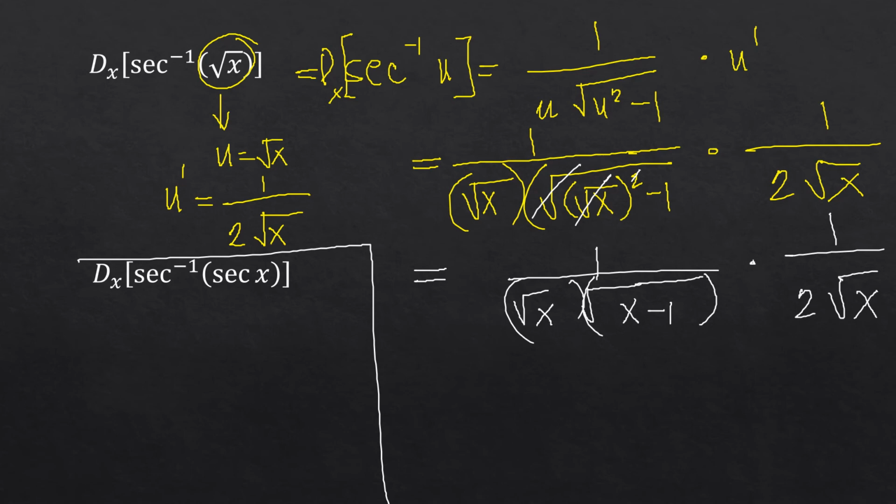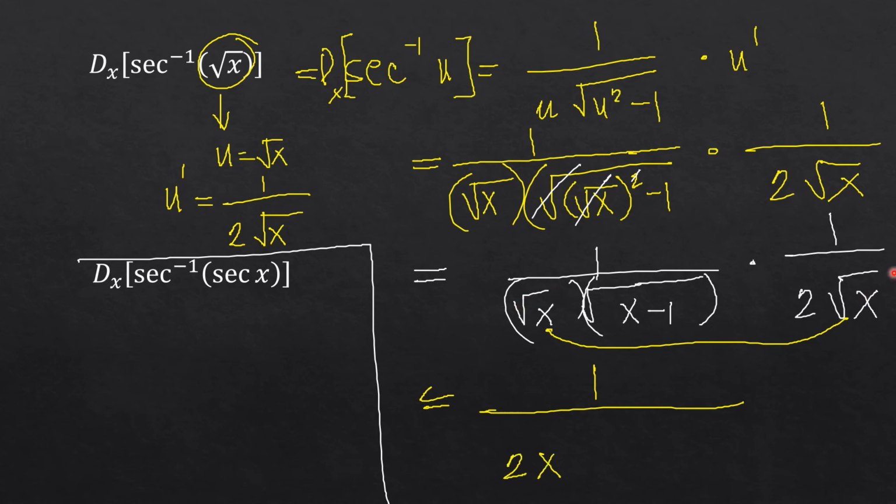Therefore, we will now have, okay, so here, if we multiply square root of x times square root of x, the answer is simply x. So we have 1 over 2x, okay, square root of x times square root of x is simply x, so x times 2 is 2x, and you have to multiply that to the square root of x minus 1. So this can be our final answer.